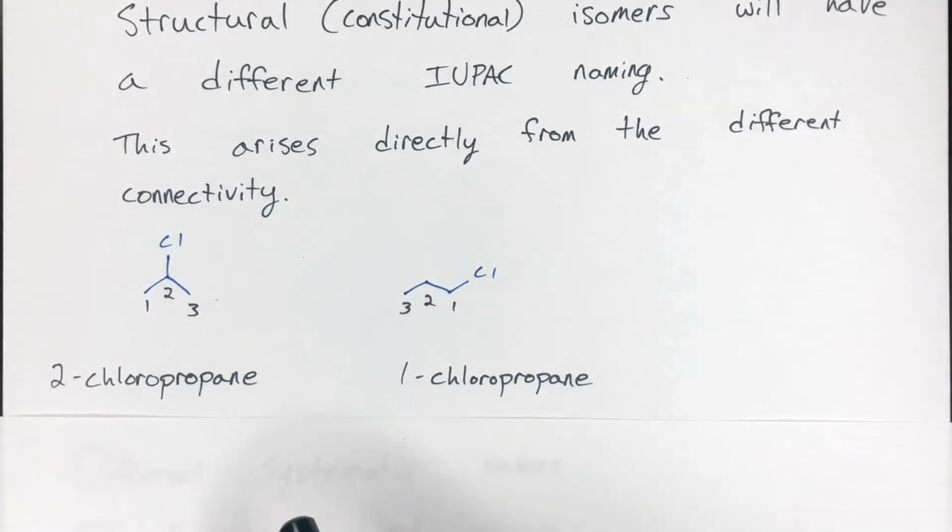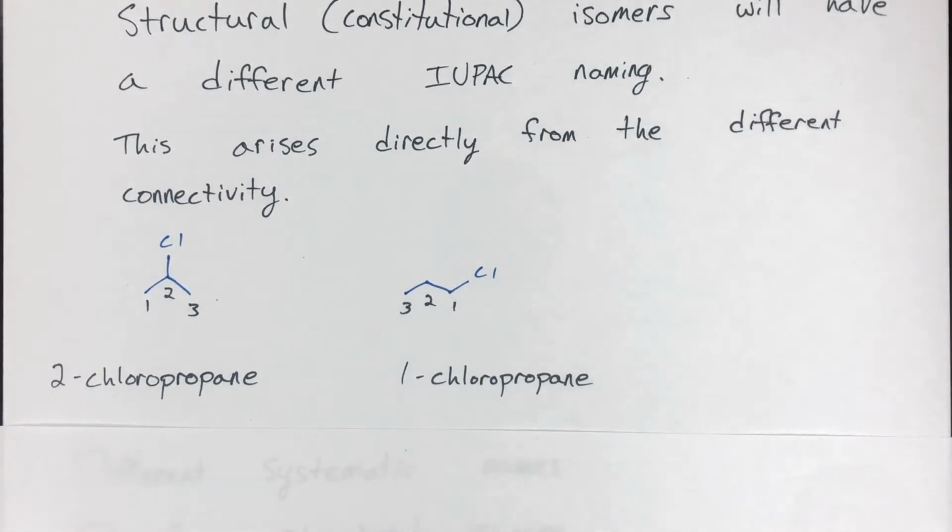So we count the longest chain. There's only 3 carbons here, so the longest chain is propane. And for the molecule here on the left, it doesn't matter if you go left to right or right to left, because the only thing that's present is the chlorine. So you want the lowest numbering for that chlorine, which is 2 in either direction. It cannot be 1 or 3 for that matter. So the lowest numbering is as drawn, which gives us 2-chloropropane as the name.